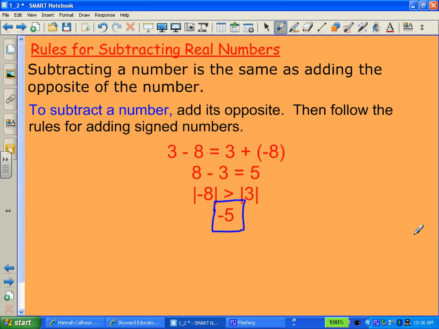So once again, if it's a subtraction problem, I'm going to change it to an addition problem by adding the opposite. Okay? Notice I just didn't change the subtraction to a plus. I changed the subtraction to a plus, and I changed the sign of the number after it. And then I followed the same rules that we talked about earlier.